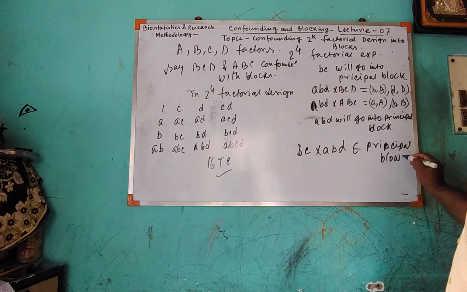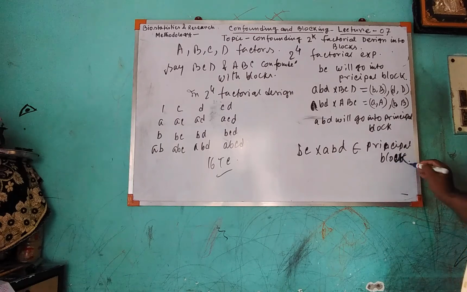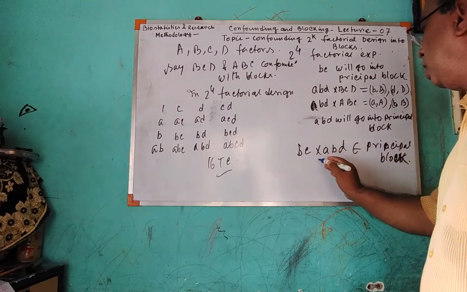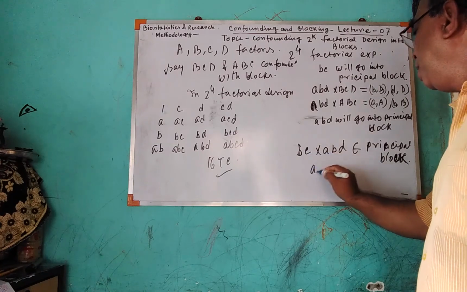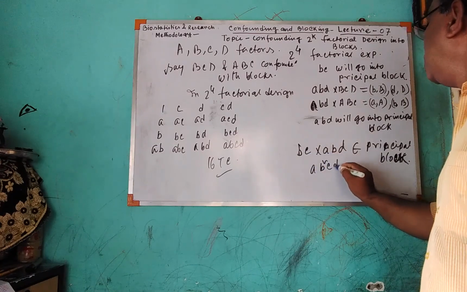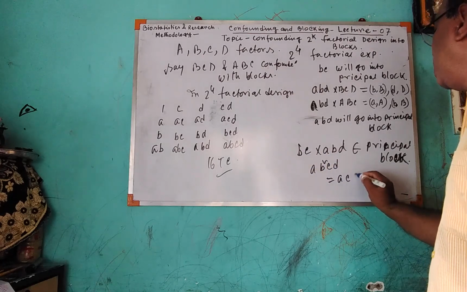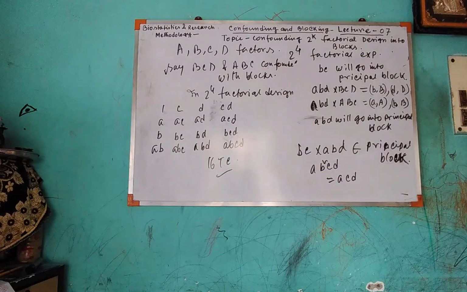We know this property. Principal block. They are product. That means if we take the product, B square CD can be written as B square equal to 1 as per the multiplication rule. So ACD are in principal block.